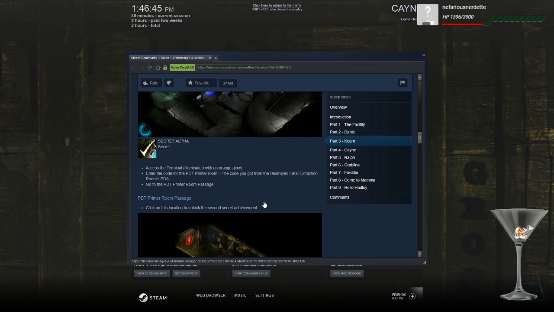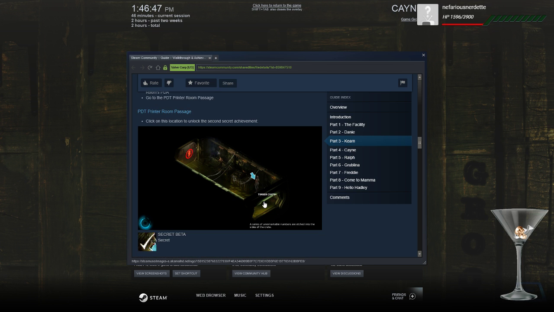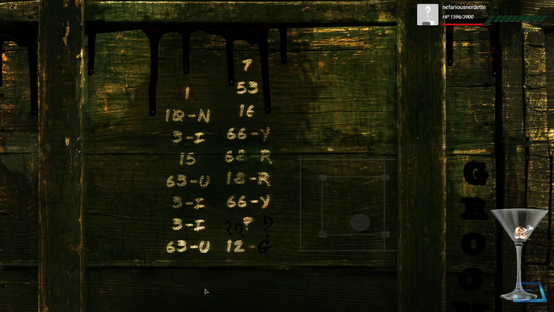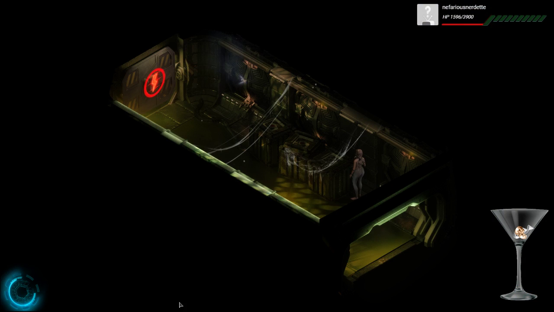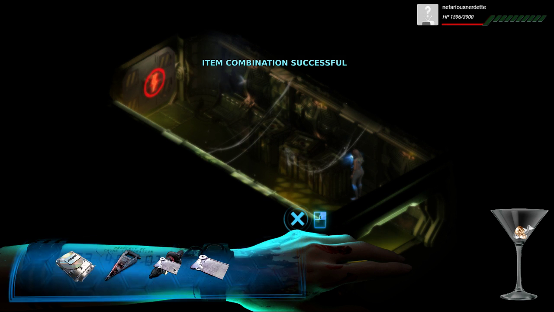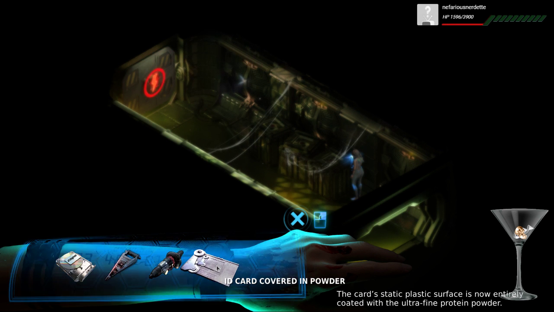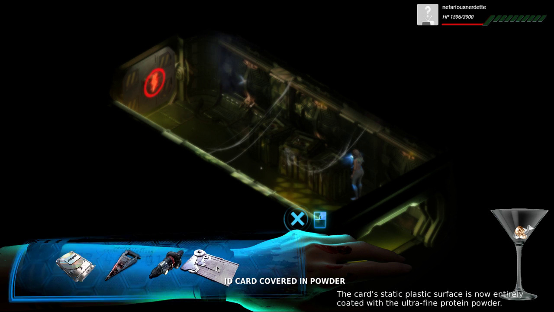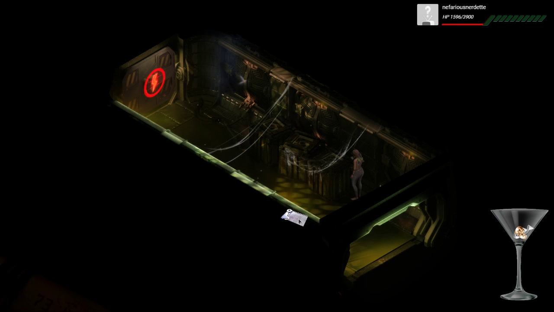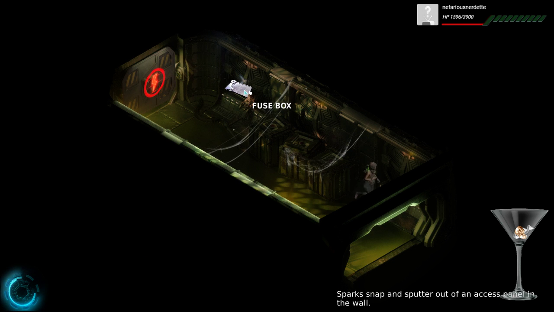I'd like to figure out as much of this on my own as possible, but at this point I've been wandering around clicking on everything for like an hour. Open protein powder with the ID card. Well, see, that's where I fucked up. I didn't try and combine stuff, because that's how I got the open protein powder to begin with. But all right, I literally didn't look beyond this. Item combination successful. The card's static plastic surface is now entirely coated with the ultra-fine protein powder. Good. I didn't look beyond this, so I don't know.